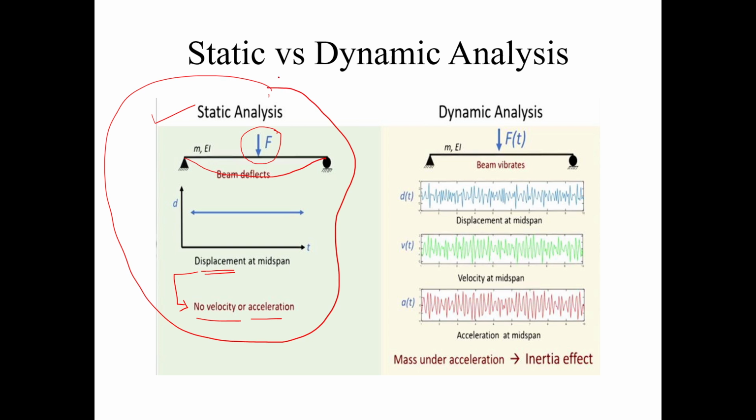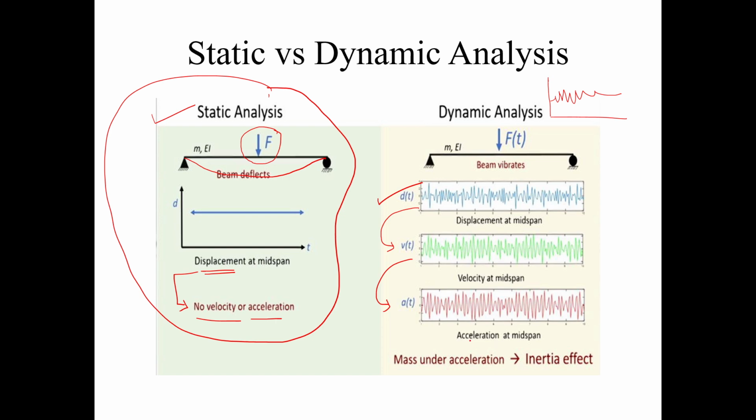But what happened in dynamic? As you can see, our force was varying with time. Because of that, our responses are also not constant. So displacement is also varying with respect to time. As displacement is there, we can find the velocity by differentiating. As there is a velocity, we can find the acceleration again by differentiating.